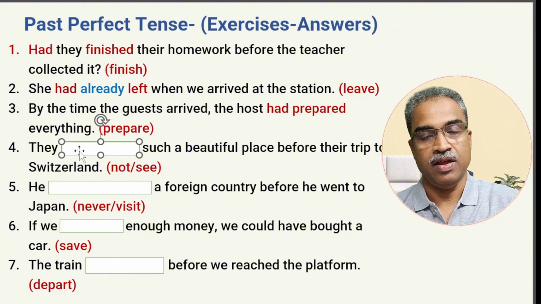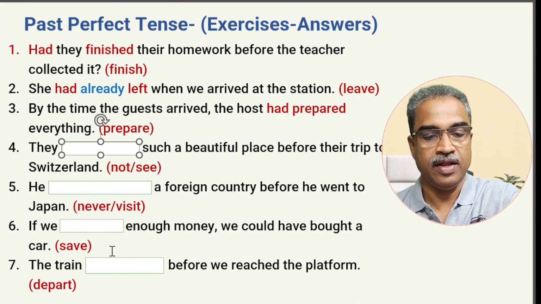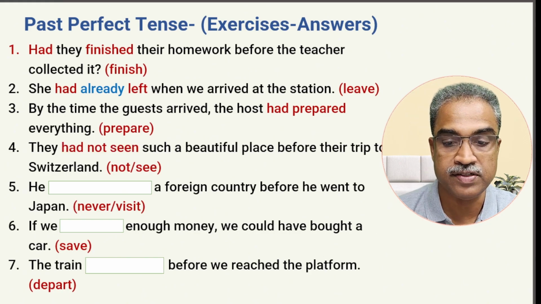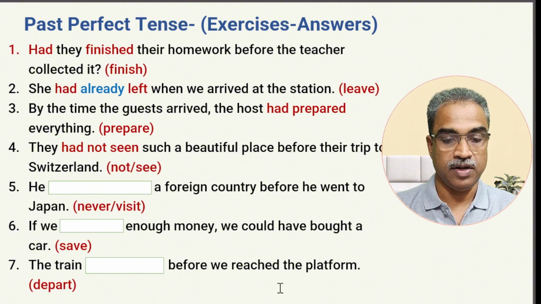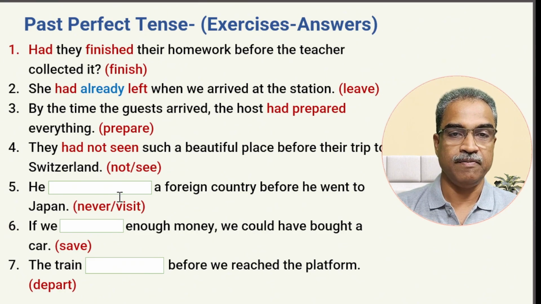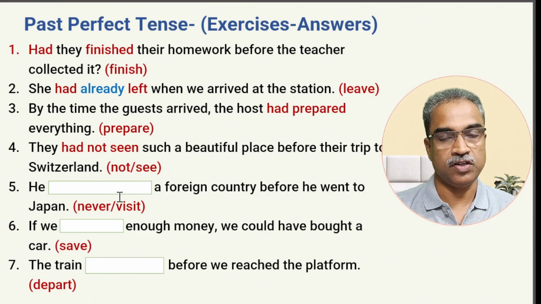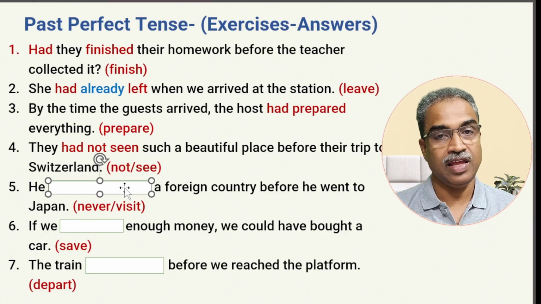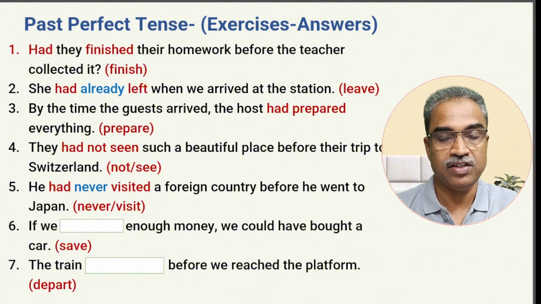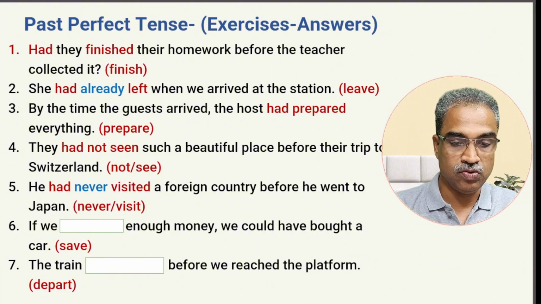And they, any subject, it will be had. Had not, they had not. Which one? V3 form. V3 form of the verb see. So they had not seen such a beautiful place before their trip to Switzerland. Next one, he dash a foreign country before he went to Japan. Never. It's a negative word here. Instead of not, we use never. And visit, visited, visitor, V3 form. He had never visited. He had never visited a foreign country before he went to Japan.